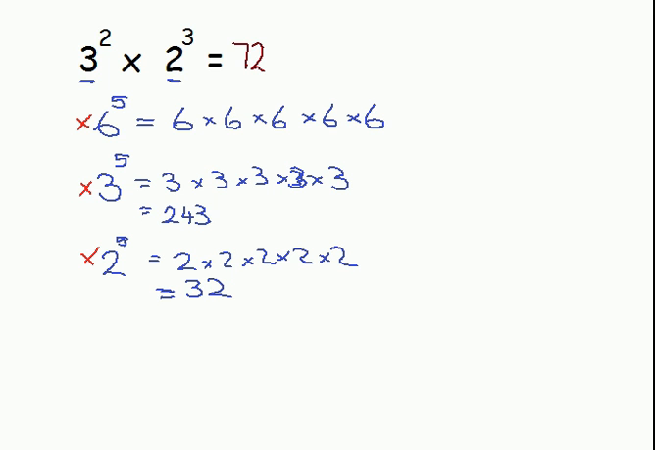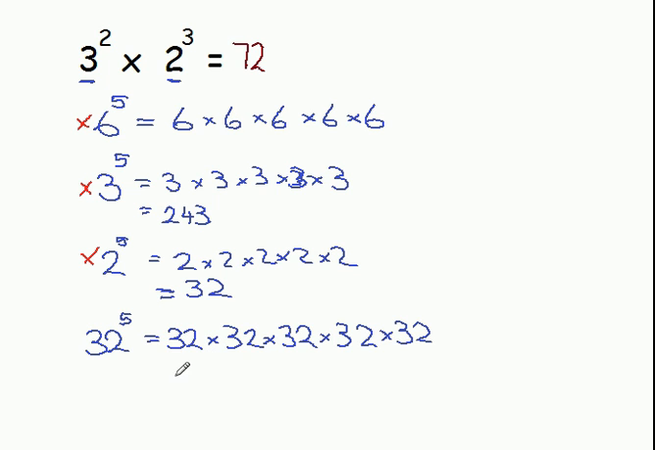And lucky last, what we can do is try to stick the two numbers together and add the indices. That's an extremely dodgy thing to do, and we can see that that is equal to 32 times 32 times 32 times 32 times 32, which is a hideously large number and nowhere near to 72.